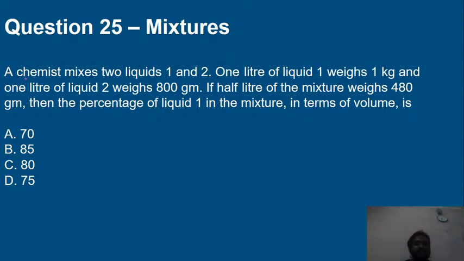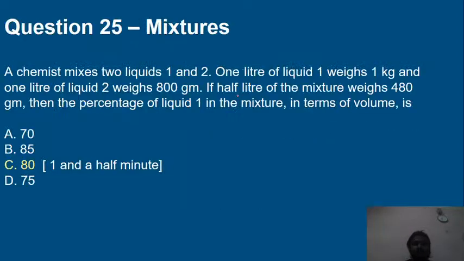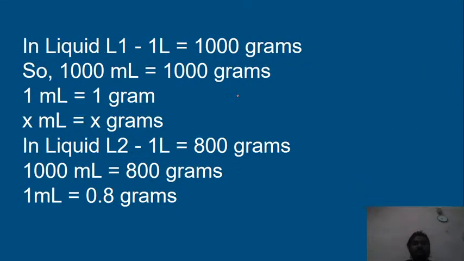The question is on mixtures. A chemist mixes two liquids, 1 and 2. 1 liter of liquid 1 weighs 1 kg and 1 liter of liquid 2 weighs 800 gram. If half a liter of the mixture weighs 480 gram, then find the percentage of liquid 1. Those of you who know the formula, it is very simple, but I will still give you 2 minutes to solve it, and then I'll solve it for you.